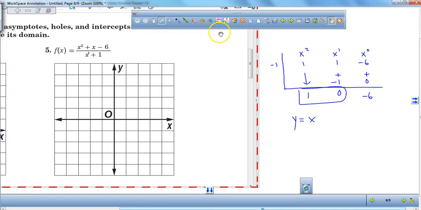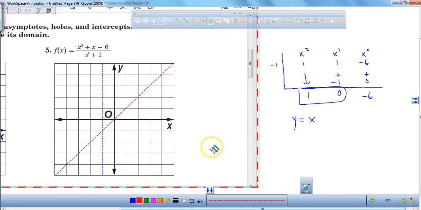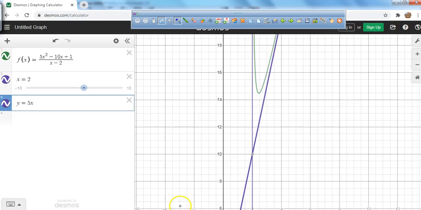So if I wanted to graph this nice and neat, I would make a vertical asymptote right here at negative 1. I didn't do a very good job, I'll try a better job here. That's not bad. Okay? And then check this out. I'm going to make a slant asymptote known as y equals x, which basically goes all the way through. All right? And so my graph is going to be right in here. So check it out.